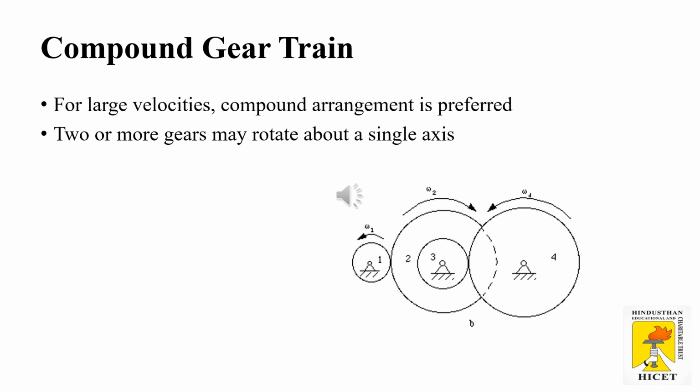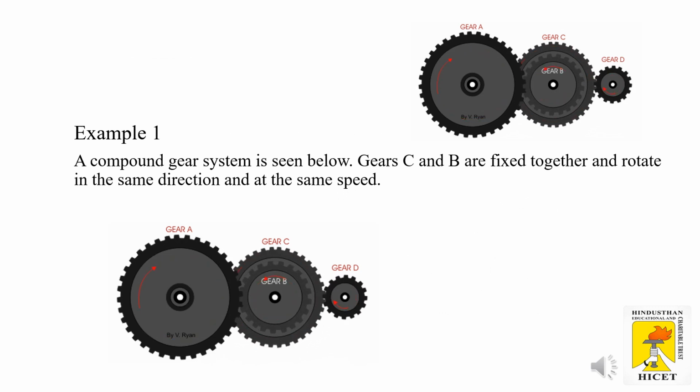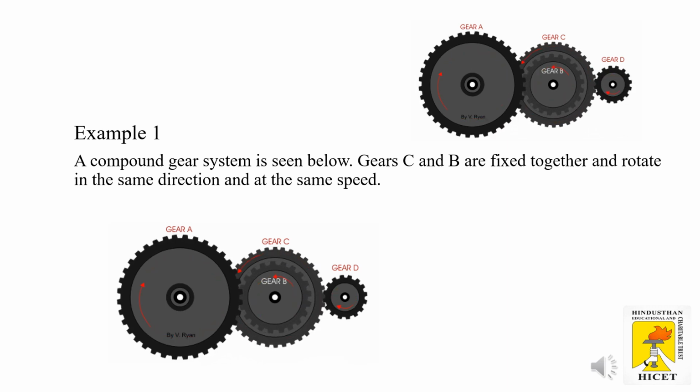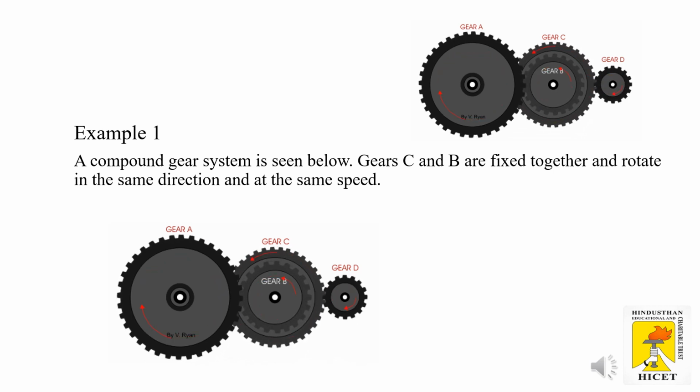Compound arrangement is preferred. Two or more gears may rotate about a single axis. Just watch the rotation of the gear wheels A, B, C and D. In this gear train, gears B and C are fixed on the same shaft and rotate in the same direction at the same speed. By this way we can achieve different or higher speed reductions or step ups with the help of these gear trains.